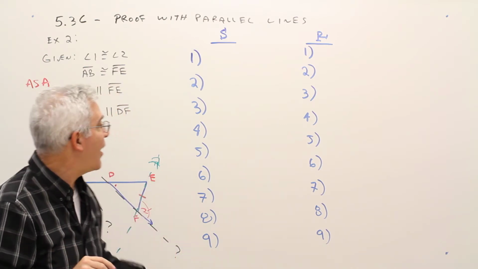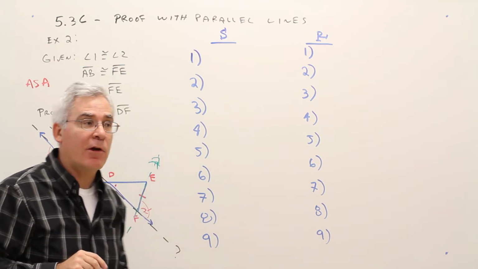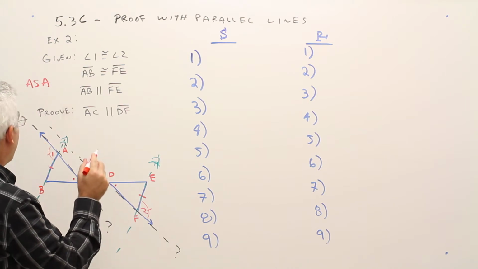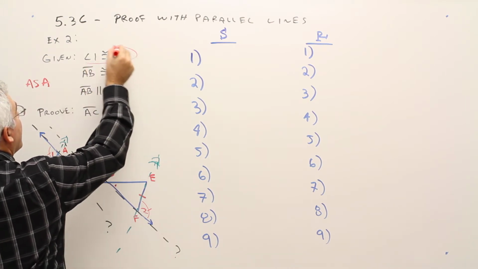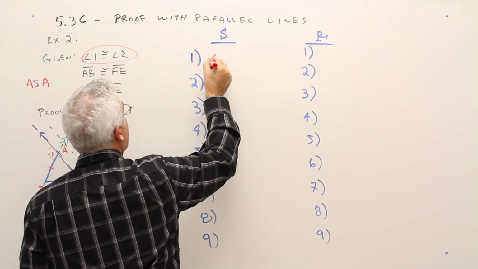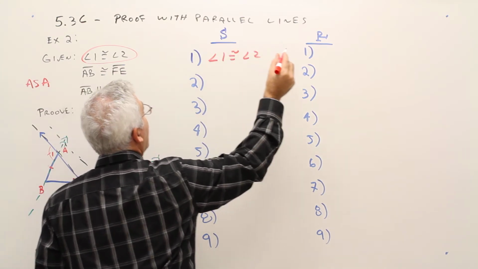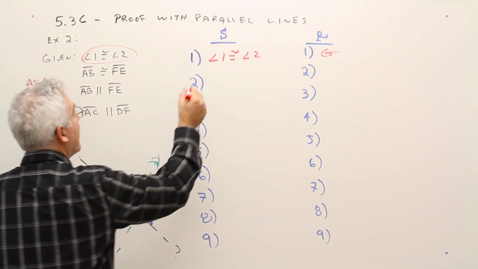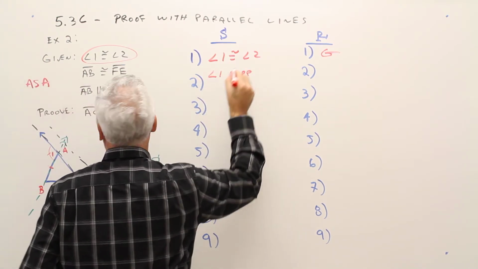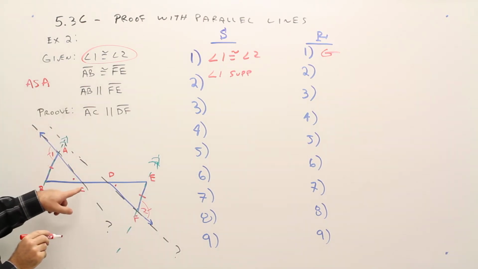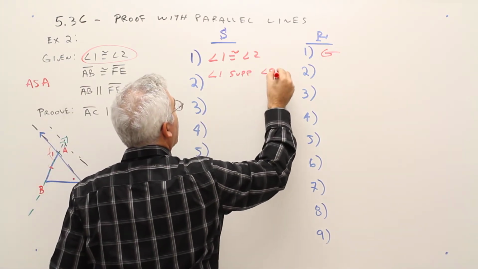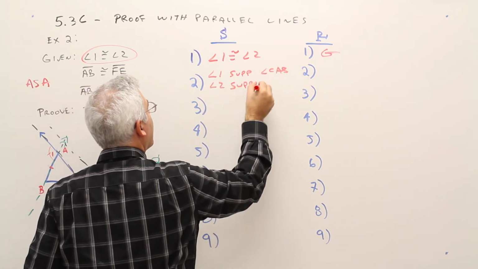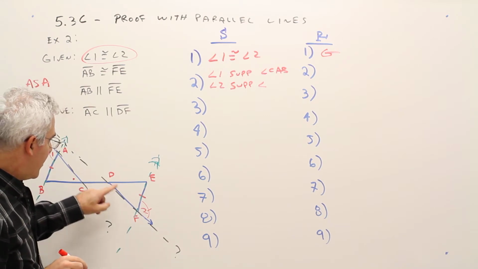So now I've got some clear direction. Now and only now do I start writing down my proof. Okay, so getting the triangles by ASA, I will start with this statement right here. So angle 1 is congruent to angle 2. That was given. Now I'm going to say angle 1 is supplementary to, I've got to use 3 letters, CAB. And angle 2 is supplementary to angle DFE.